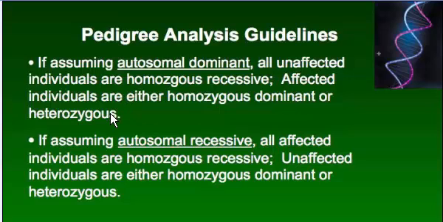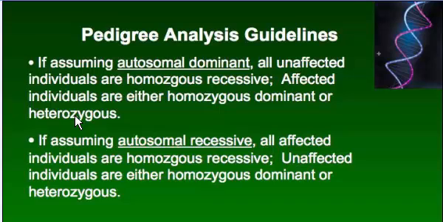Now, the way you'll try to figure that out is either by looking at the affected individual's parents or by looking at the offspring. Because if that affected individual is a partner in the production of a child that is unaffected, then that tells me immediately that that affected individual has to be heterozygous, because he or she would have to be able to pass a recessive allele on to result in the production of an unaffected child. So if you're assuming autosomal dominant, this is the place to start.